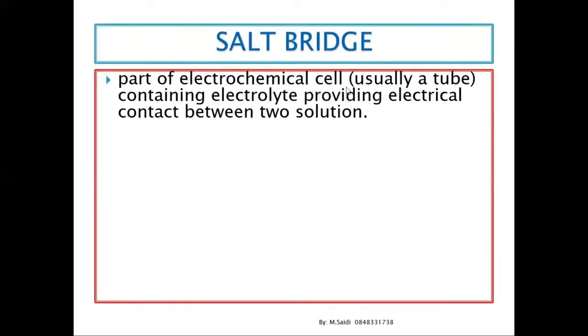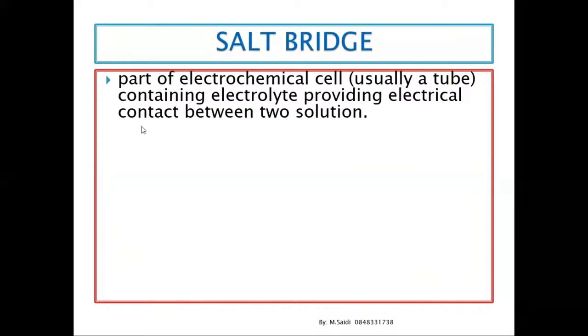Then, salt bridge. It is part of an electrochemical cell. It's usually a tube. It can contain an electrolyte, providing electrical contact between the two solutions. So we are saying that it's a part of the electrochemical cell, and usually it's a tube. It means that the chemicals are being put into the tube. It must be containing an electrolyte. It means that the substances you have put there must be able to conduct electricity, and should be able to release the ions. If they can conduct electricity, then it means that they can release the ions and electrons.